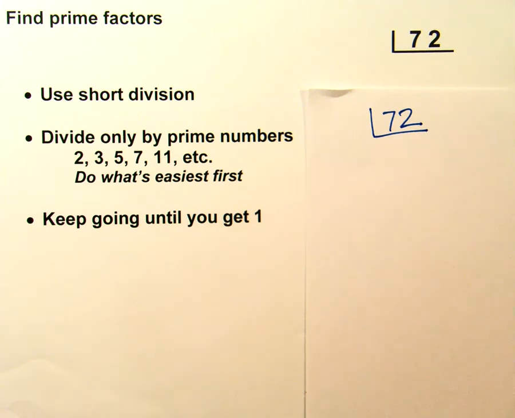by prime numbers. So I won't divide this by 4 or 8 or 9, or even 12, because I know all of those would work, but I'm not going to do it because they're not prime numbers. I always start with the smallest prime number because it's the easiest.